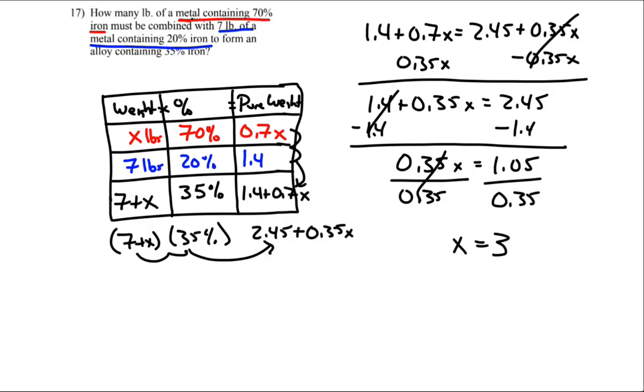So how many pounds of metal containing 70% iron? Well, the answer would be right here, and that would be 3 pounds. So if I take 3 pounds of 70% iron, and mix that with 7 pounds of 20% iron, I would end up with 7 plus 3, 10 pounds of 35% iron.